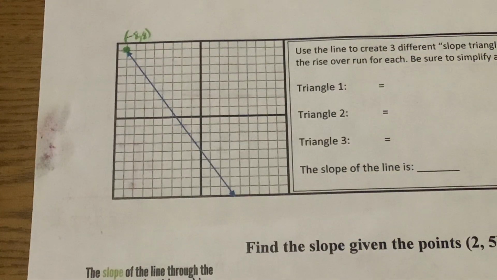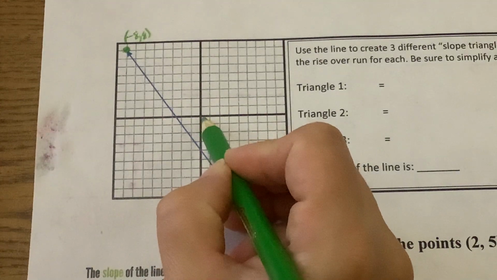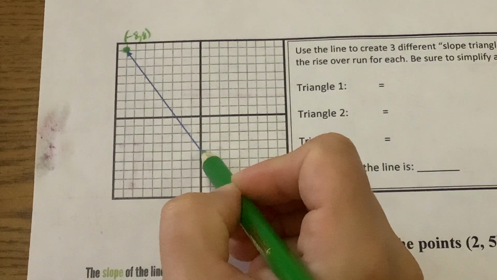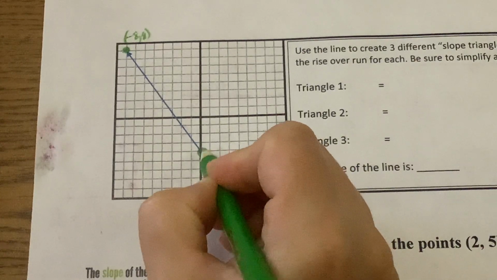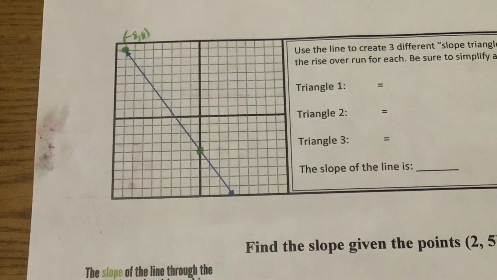Okay, and we are going to count the rise and run to another point on the graph. Another whole value point would be the intercept. Where's the intercept located? It's at 0, -4. So it's at 0, -4 is the y-intercept.